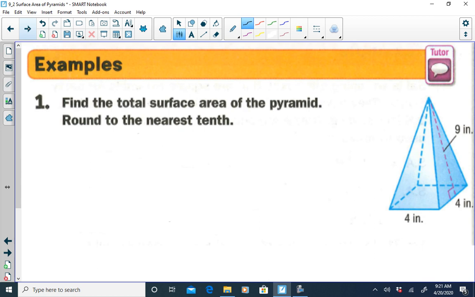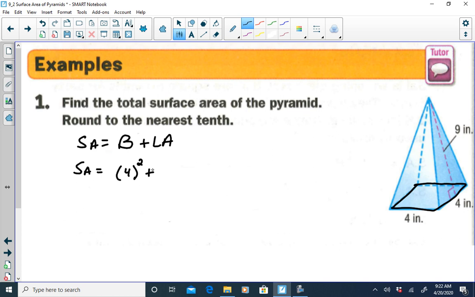Okay, so we want to find the total surface area of that pyramid, and we want to round to the nearest tenth. Alright, start with our formula. Surface area is going to be equal to the base area, capital B, plus the lateral area. And remember, the base area is this area here, right? It's simply the area of the base of the pyramid. So that base area is going to be 4 times 4. So the surface area is going to be equal to 4 squared, so it's going to be 4 times 4, or 4 squared, plus the lateral area.